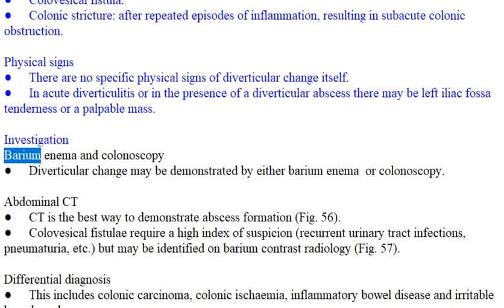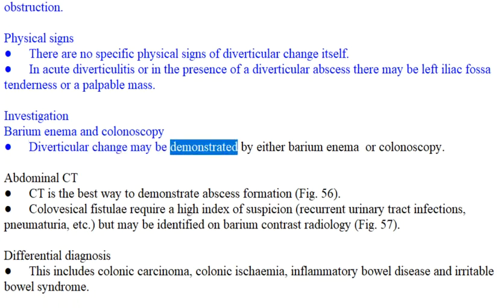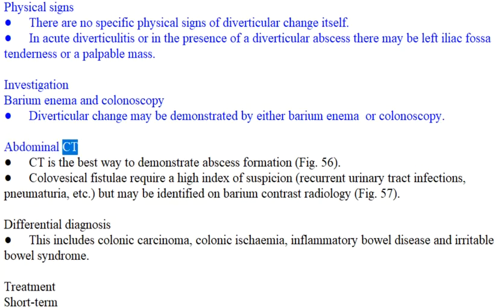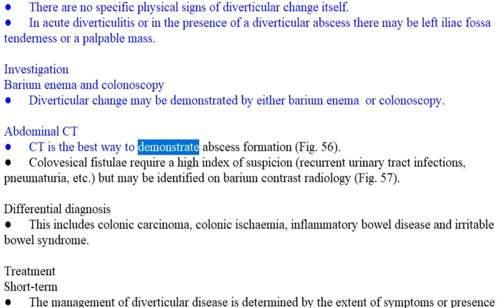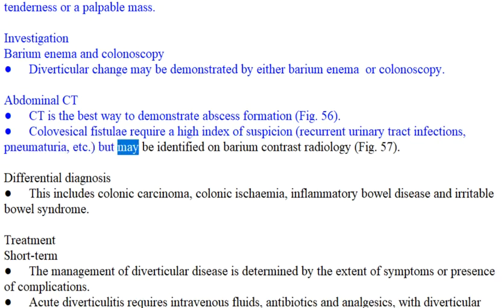Investigation. Barium enema and colonoscopy. Diverticular change may be demonstrated by either barium enema or colonoscopy. Abdominal CT. CT is the best way to demonstrate abscess formation, Fig 56. Colovesical fistulae require a high index of suspicion, recurrent urinary tract infections, pneumaturia, etc., but may be identified on barium contrast radiology, Fig 57.